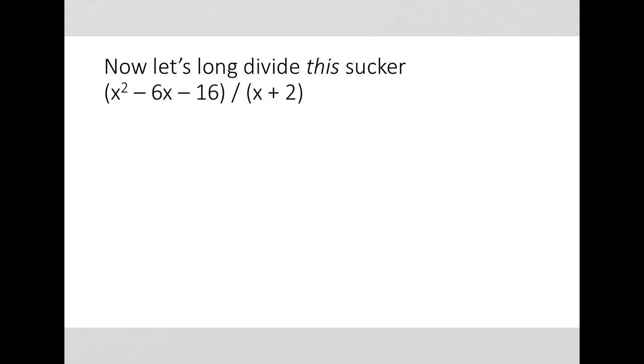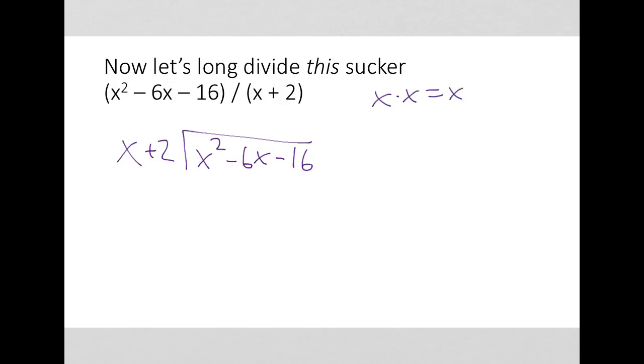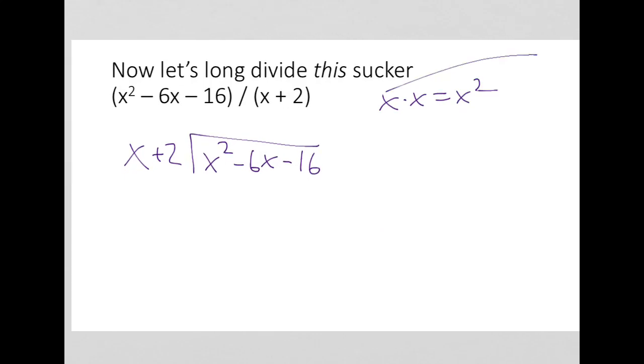So let's look at this one, long division with an actual polynomial. Well, we're going to set it up the same way. x plus 2 being divided into x squared minus 6x minus 16. Now, sort of ignore the 2 for now, just focus on that x. You're asking yourselves, how many times will x go into x squared? Well, I know that x times x is x squared, so it's going to go in x times.